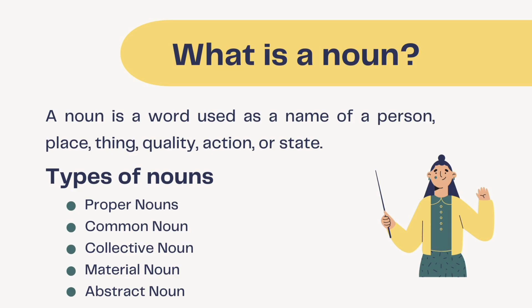There are 5 main types of nouns that we are going to learn: proper nouns, common nouns, collective nouns, material nouns, and abstract nouns. Let's understand each of them one by one.